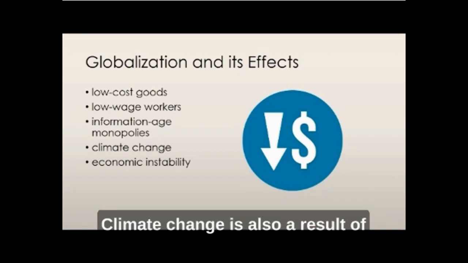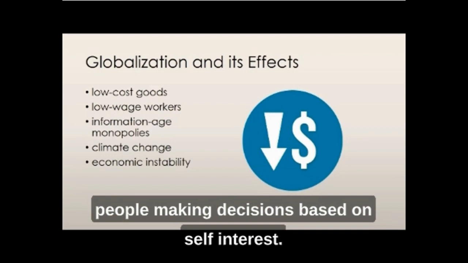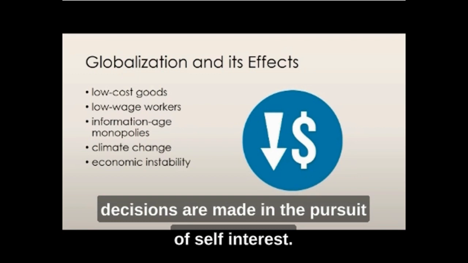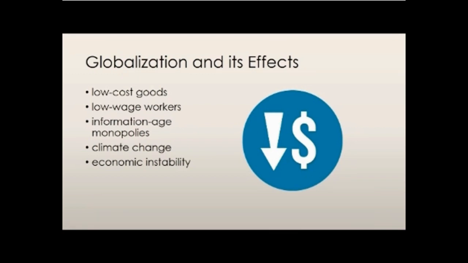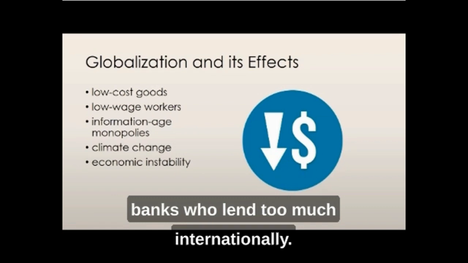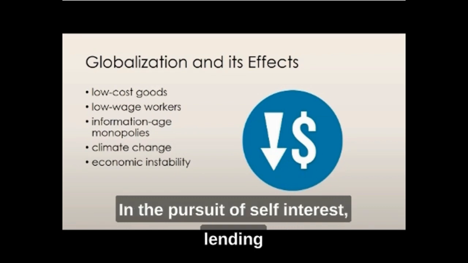Climate change is also a result of people making decisions based on self-interest. More often than not, the environment is harmed when decisions are made in the pursuit of self-interest. Economic instability can also result from banks who lend too much internationally in the pursuit of self-interest.